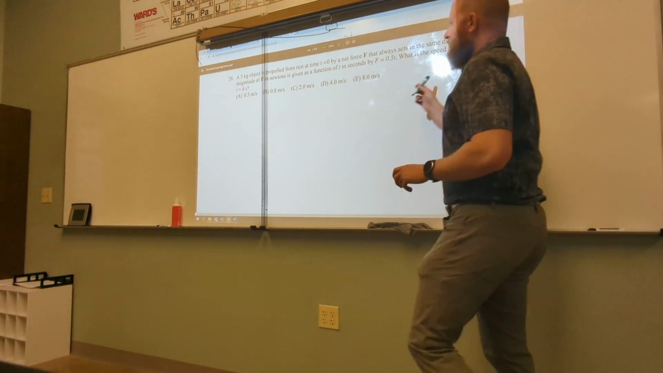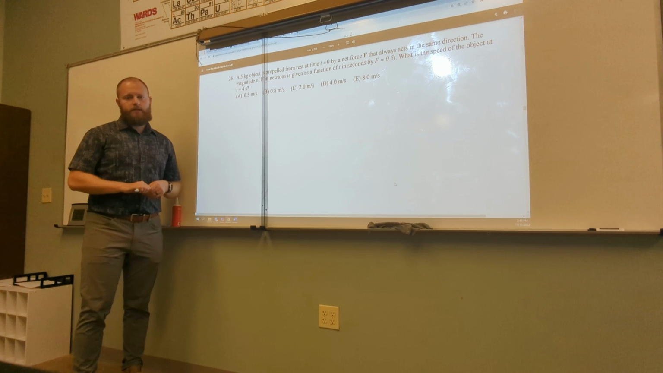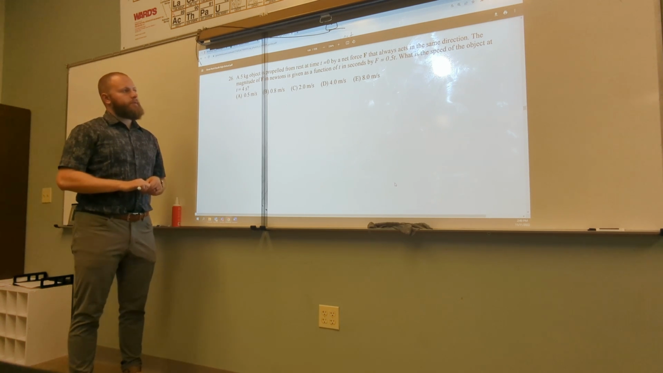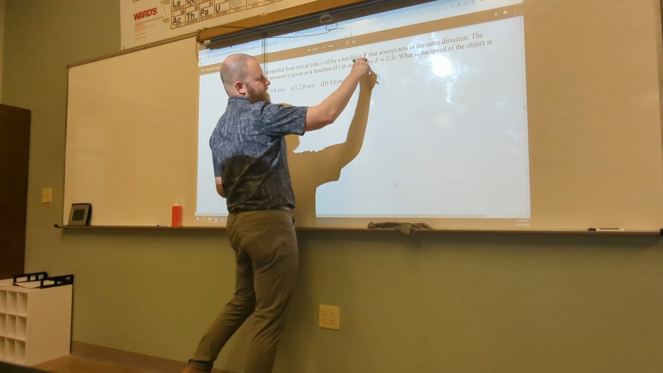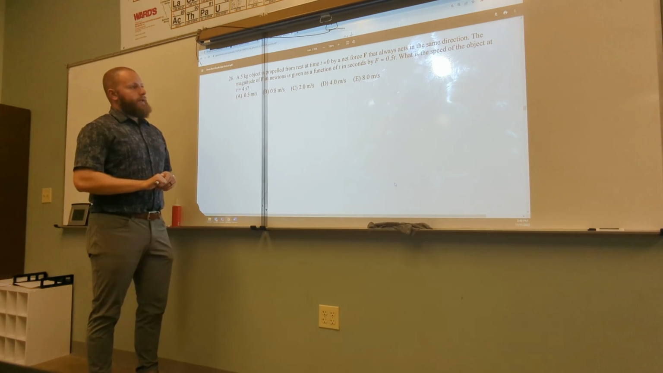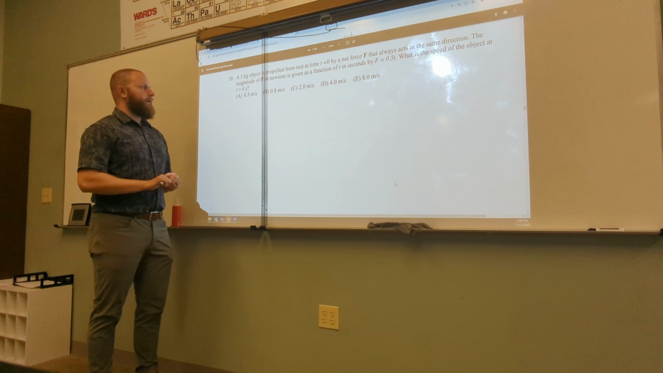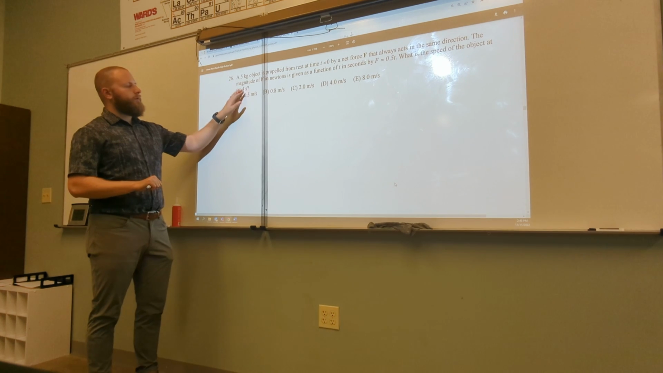Let's look at number 26. A 5 kg object is propelled from rest at time t equals 0 by a net force F. The bold is signifying that it is a vector, so it's pointing in a particular direction, that always acts in the same direction. The magnitude of F in newtons is given by the function F equals 0.5t. What is the speed of the object at 4 seconds?